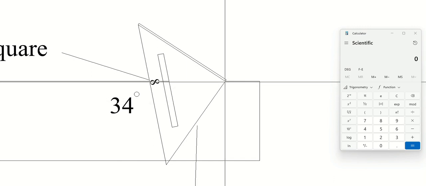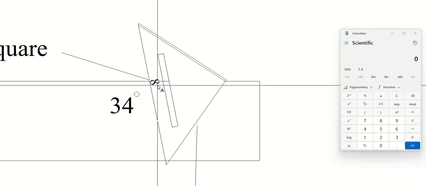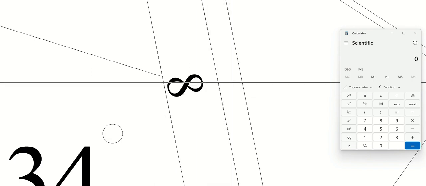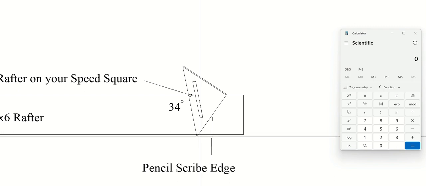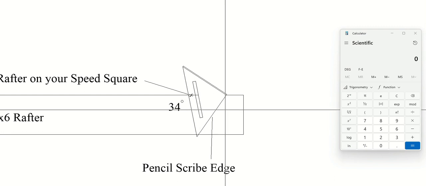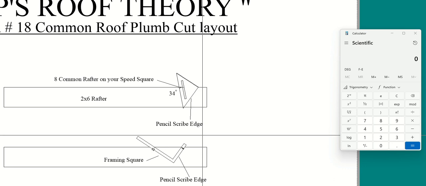So you simply come up to your pivot point, swing your square to your 8, lines up with the top edge of your board, and you simply scribe this line. Now that is an 8 and 12 plumb cut for an 8 and 12 roof.